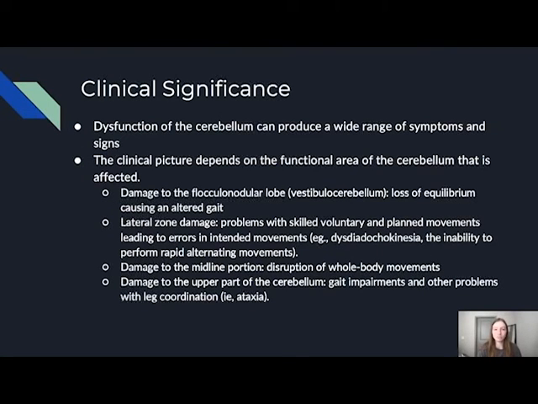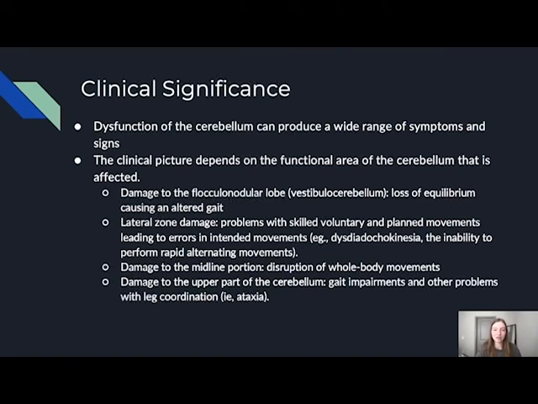So why is all of this important? Dysfunction of the cerebellum can produce a wide range of symptoms and signs that you would see in the clinic. So the clinical picture depends on the area of the cerebellum that was affected. If you have damage to the flocculonodular lobe, you would have that loss of equilibrium, which could cause an altered gait. In the lateral zone, if you have damage, you might have problems with skilled voluntary and planned movements, which could lead to errors in intended movements.